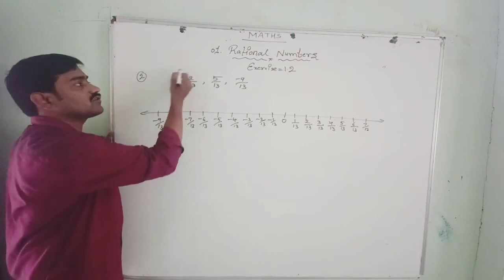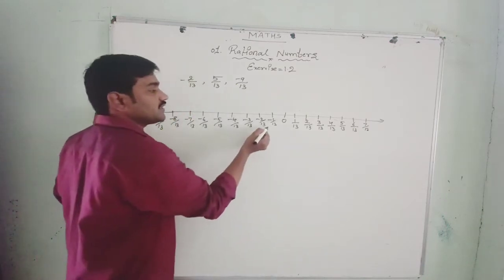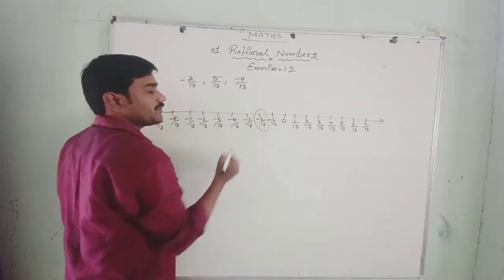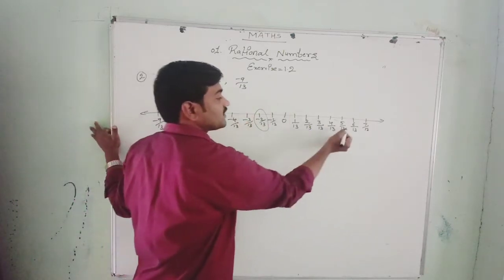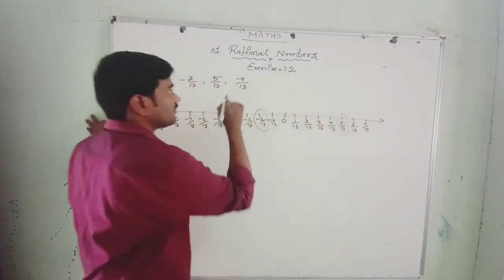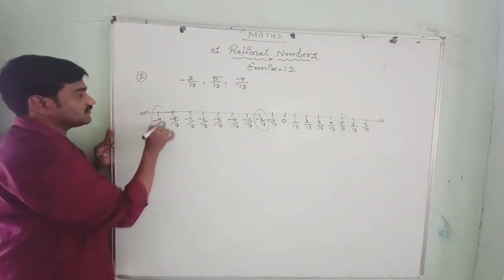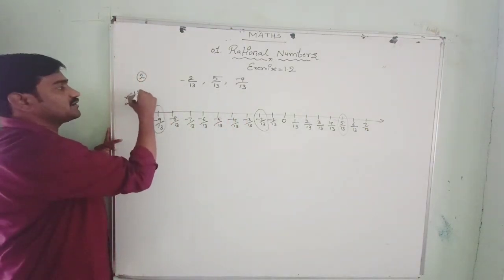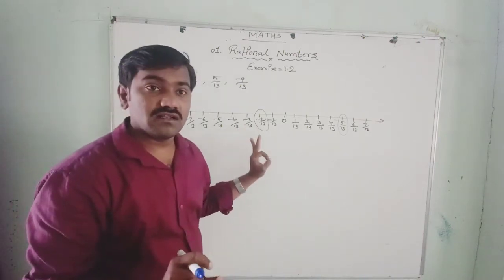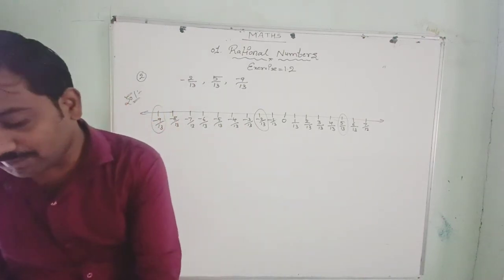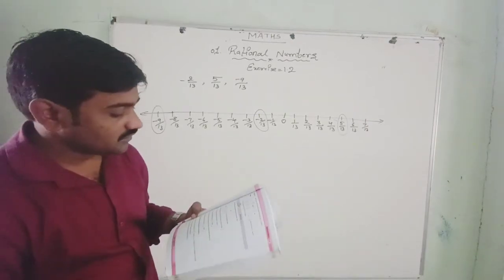What are the numbers we have to represent? First one, -2/13. It is here. Just circle it. Sorry, plus 5/13 will be here. Next, -9/13. So we finish the representation. Always the representation should be done with a pencil. Remember, we have to do this with a pencil.